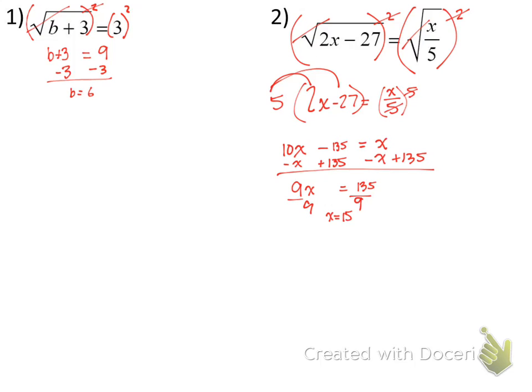Check for extraneous solutions. Checking for extraneous solutions, plugging in 15: 2 times 15 is 30, 30 minus 27 is rad 3. Also, x, 15 divided by 5 is 3, so rad 3 is equal to rad 3, it works out. Rad 3 is an irrational number, so we don't have to worry about solving for it. We just want to make sure we don't have an undefined denominator, okay? And that's basically it.